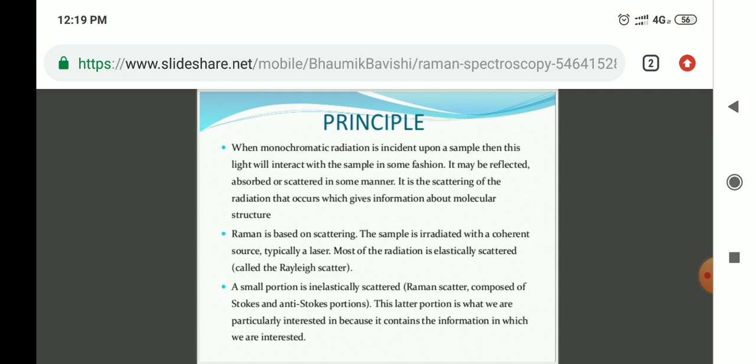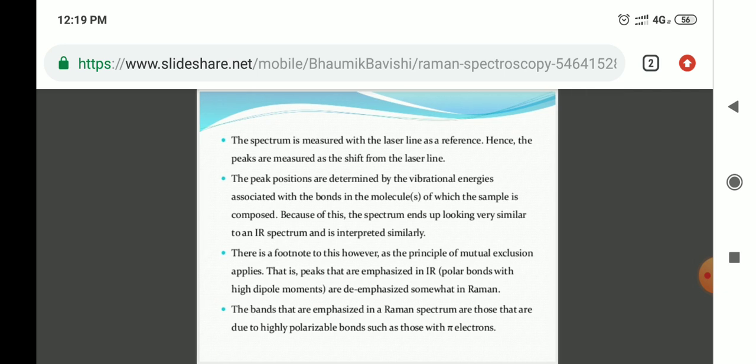The sample is irradiated with a coherent source, typically a laser. Most of the radiation is elastically scattered, called the Rayleigh scattering. And last is a small portion of inelastically scattered radiation, the Raman scattering, composed of Stokes and anti-Stokes portions. This latter portion is what we are particularly interested in because it contains the information in which we are interested. This is the principle of Raman spectroscopy.